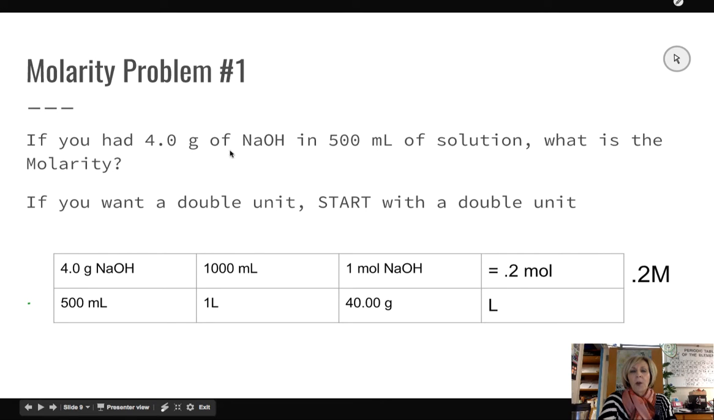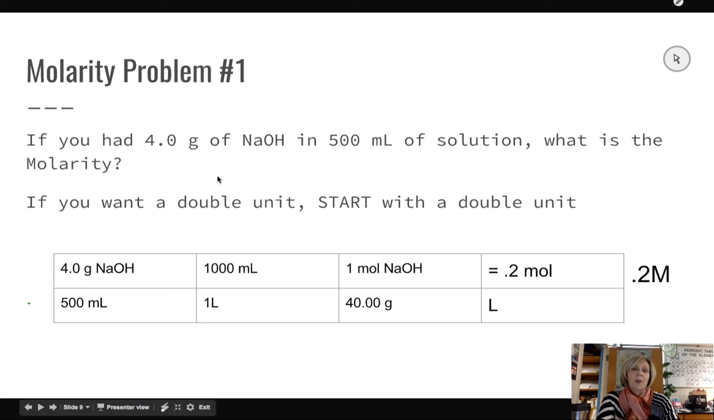If you had 4 grams of sodium hydroxide in 500 milliliters of solution, what is the molarity? So I want the molarity. Remember, this is a double unit. Molarity means moles per liter. So if you want a double unit, you start with a double unit.